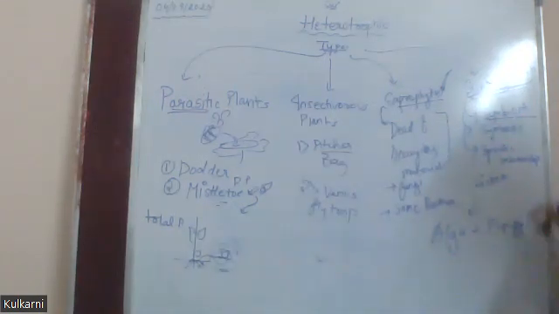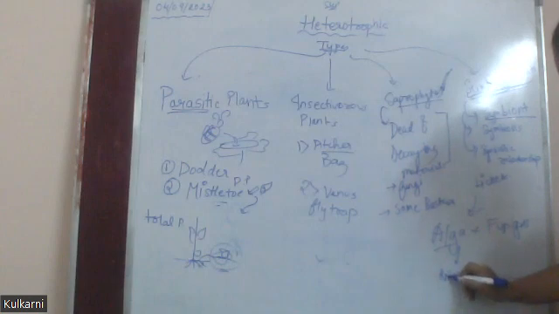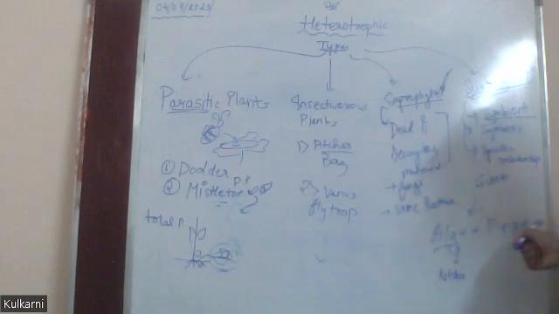Now, what do these two do? The alga makes the food. It is the kitchen. And the fungus absorbs water and minerals, so this is the water absorber. These two are in a relationship which is known as a symbiotic relationship.